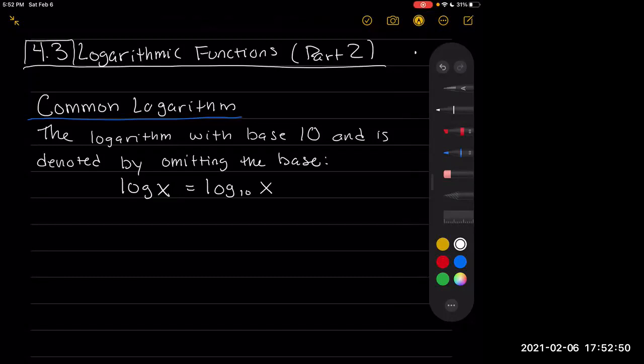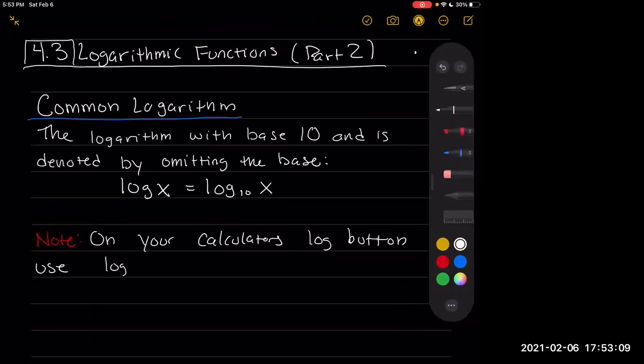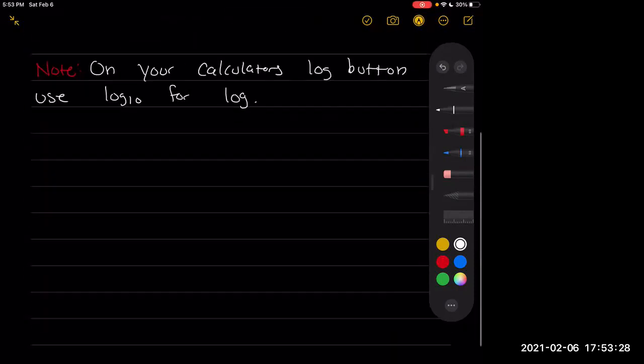So this is a helpful note: on your calculators, the log button uses this log base 10. So that's part of the reason this is so common. That's why it's called the common logarithm, is your calculators are made for it. And then there's also some good applications for base 10. So we're going to look at an application.